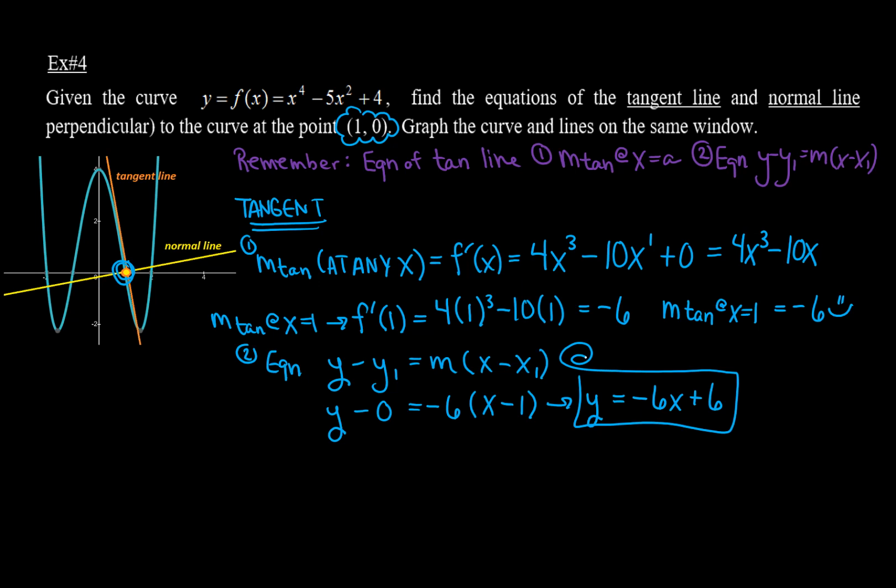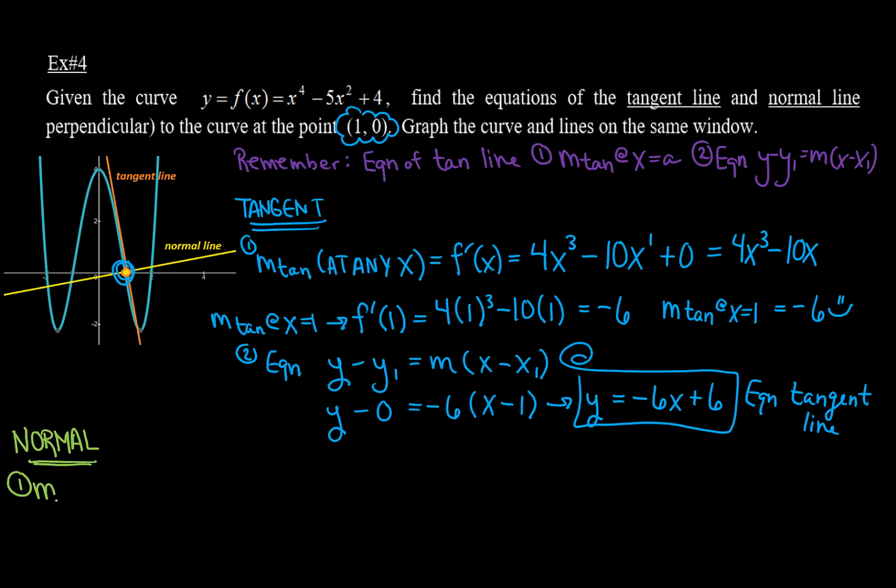So the equation of my tangent line is going to be y equals negative 6x plus 6. And if you graph that on your calculator, you'll see it looks like this orange line that I've got here that I'm just now coloring over with blue, and I'm going to erase it so you can see it again. All right, next we're going to find the normal line.